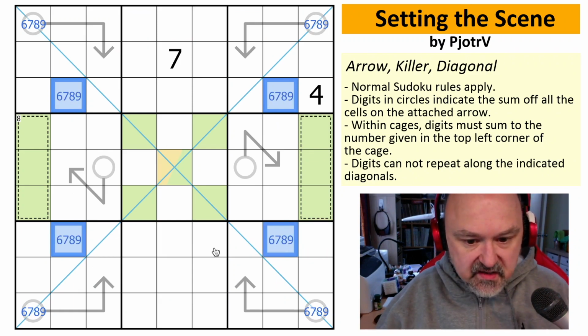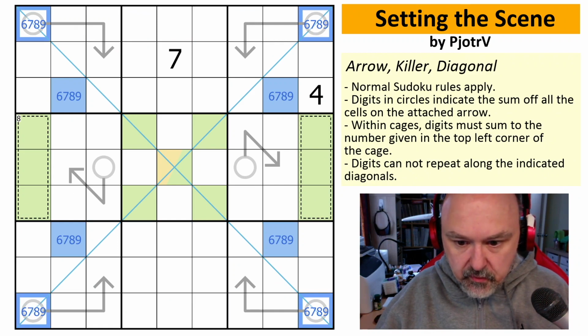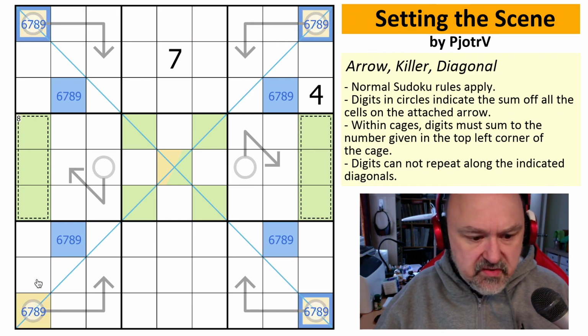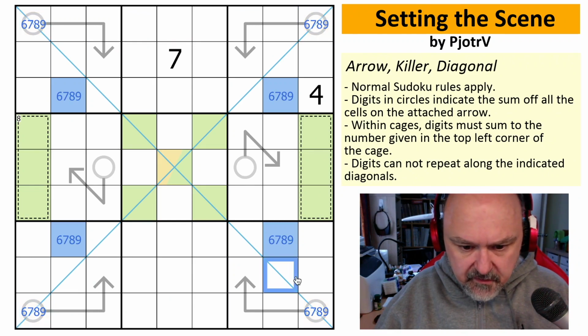And that is another 6, 7, 8, 9 quadruple separate to that 6, 7, 8, 9 quadruple. I'm going to make that green. Actually, I'll make that yellow. Actually, I don't need the one in the corner. The diagonals tell me that very clearly.